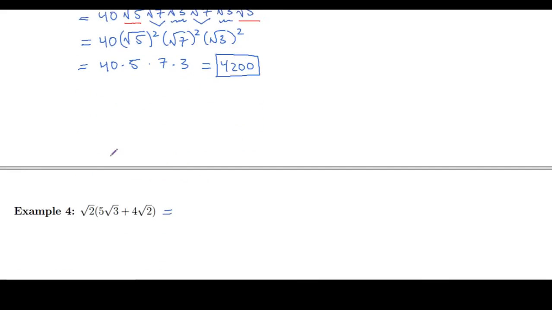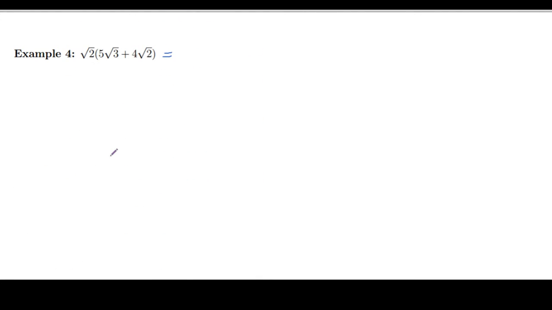Next example, we have root 2 times this expression, so let's distribute in the root 2.